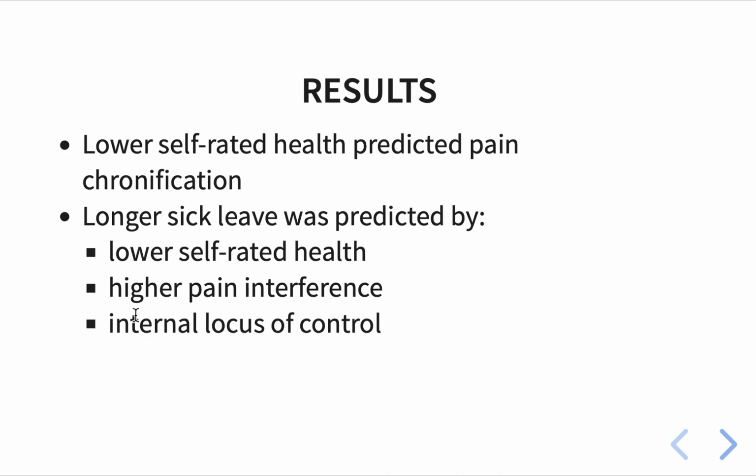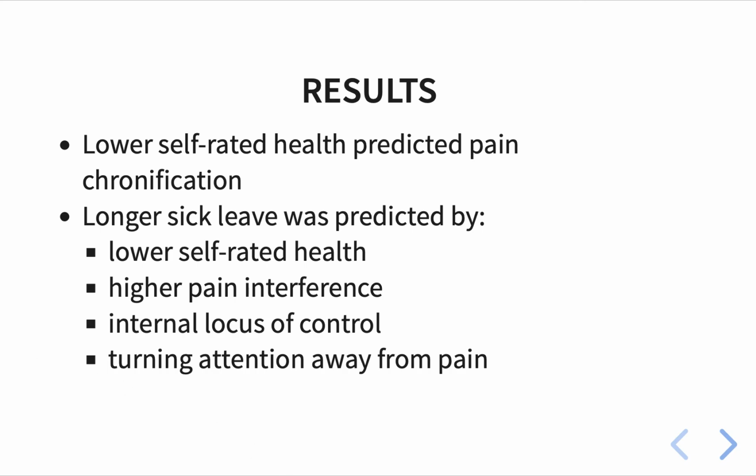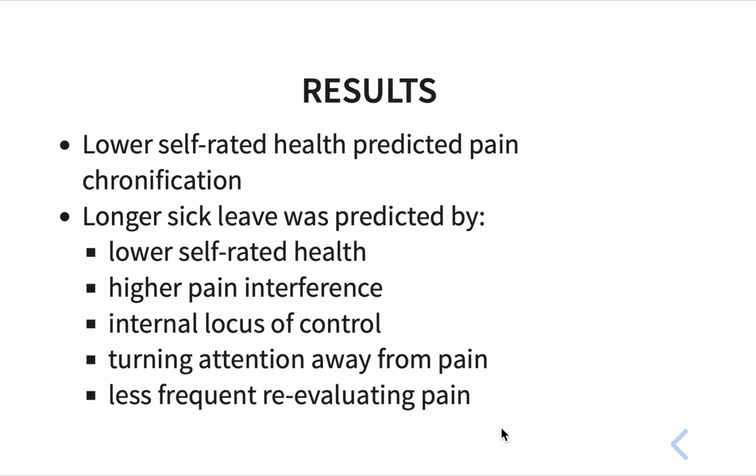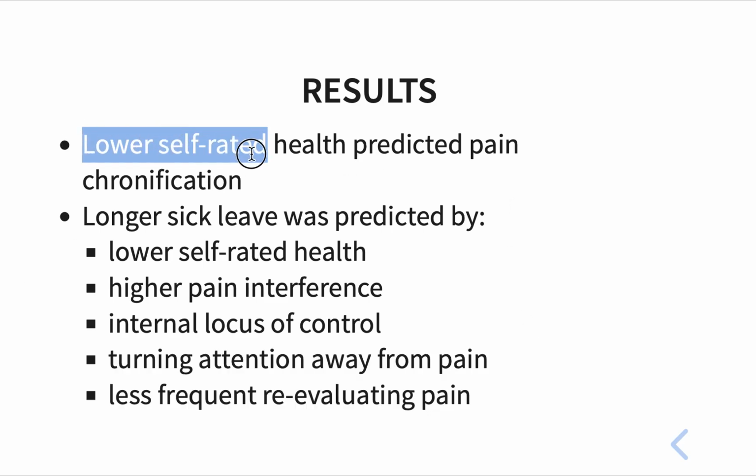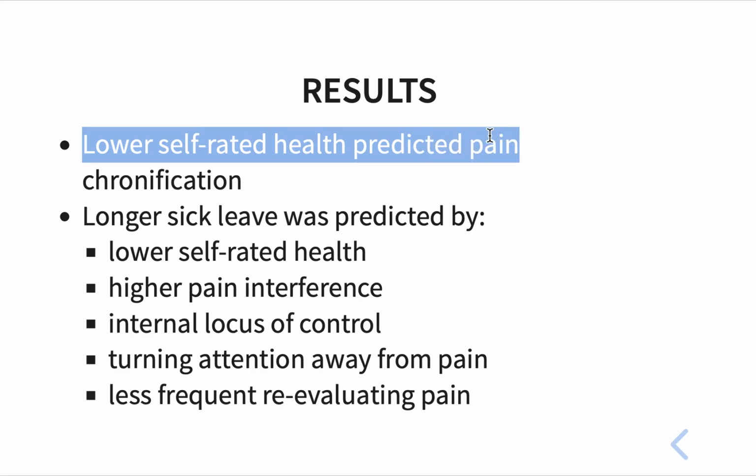This variable, locus of control, where an internal locus of control means you think you are in charge of what's happening to you, and turning attention away from pain and less frequent reevaluating of pain, are two coping strategies that I did not discuss before. These effects are maybe not that strong, so that's maybe of less concern to you. But I guess the primary outcome of this study is this: lower self-rated health can predict pain chronification in patients with low back pain.